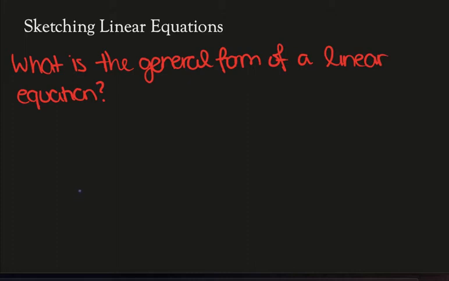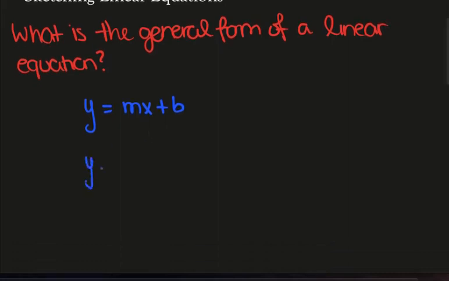Okay, so let's have a look at how to sketch linear equations applying the knowledge we've learned in the previous algebra videos. So as an opening question, let's ask, what is the general form of a linear equation? When we talk about linear equations in this context, what we're going to mean is something of the form y equals mx plus b. So for example, y equals 3x plus 1 will be a linear equation.